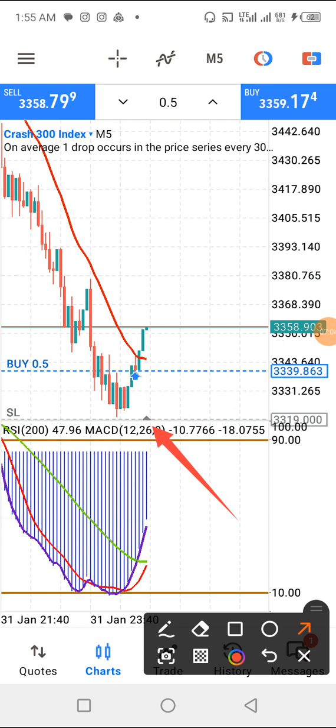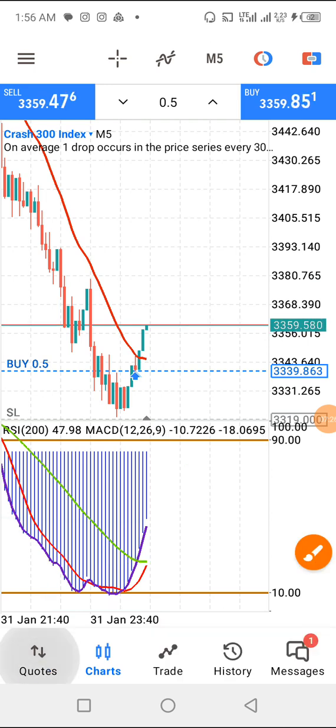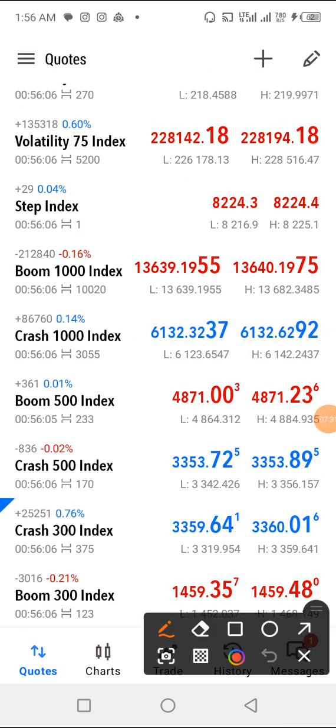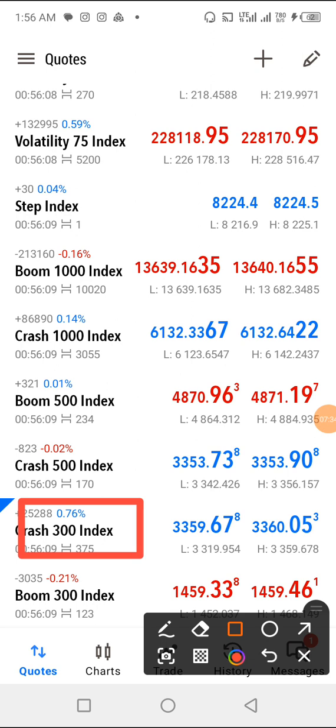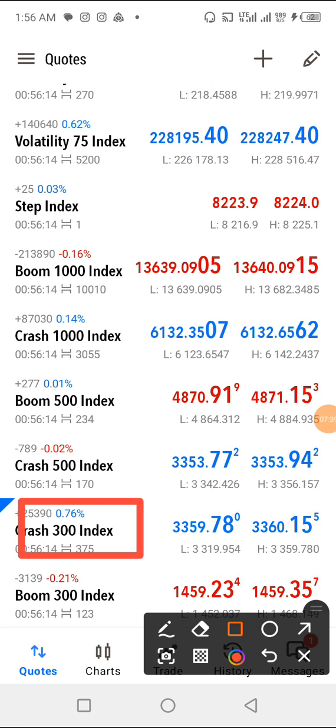So guys, please, this strategy works very well. Make sure you follow the instructions like I explained. The first condition is to check the indicator setup. Once the indicator setup is met, like what we have here, then you go to your code and check the percentage at which the volume is going to go. So when you check for Crash, you notice that Crash has a very high percentage, and it's increasing gradually.